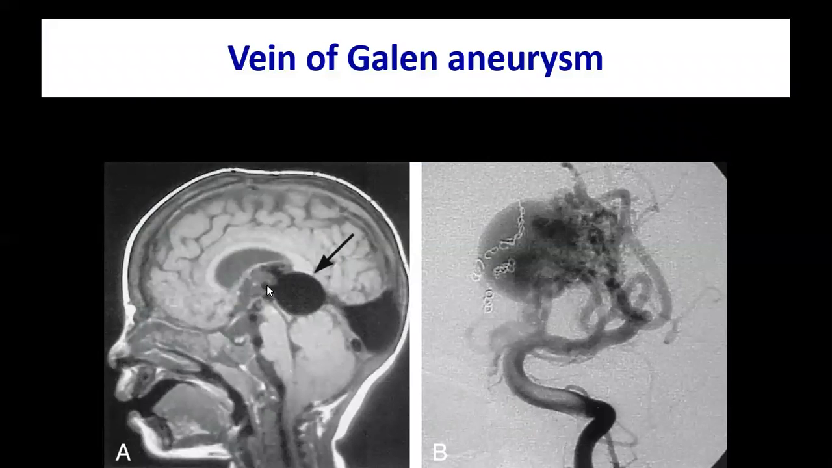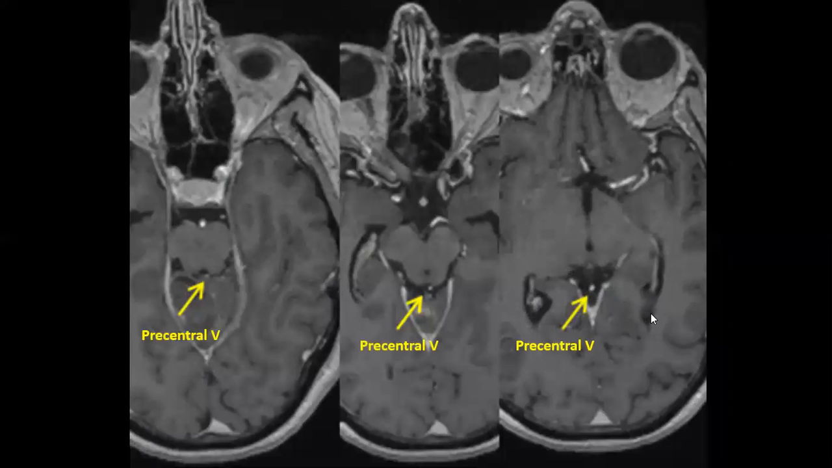When you find a rounded lesion of signal void in the quadrigeminal cistern, you can easily diagnose vein of Galen aneurysm. The precentral vein is the deep venous drainage of the posterior fossa. If there is any posterior fossa AV malformation, it will be drained by this vein.